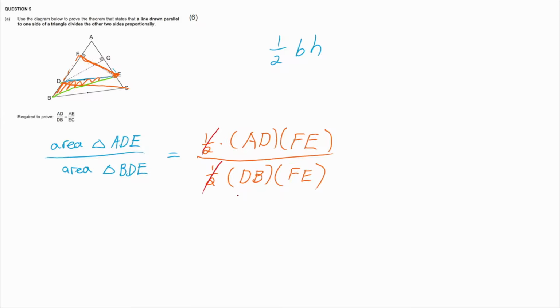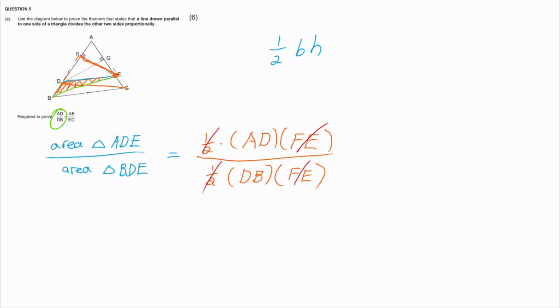Right? So obviously the halves cancel and these FEs cancel. So then we have AD over BD. Sorry, DB. Yeah, DB. Okay, so that's our first area. I'm going to run out of space here, but I will make a plan. So this is our first step.